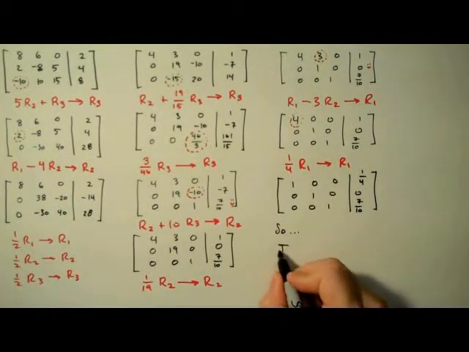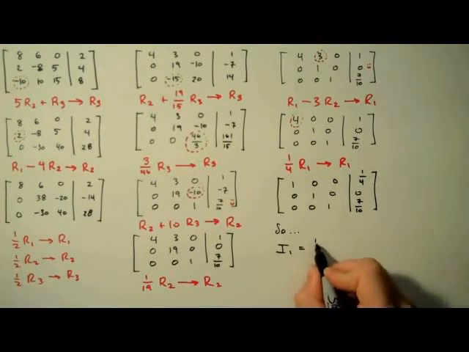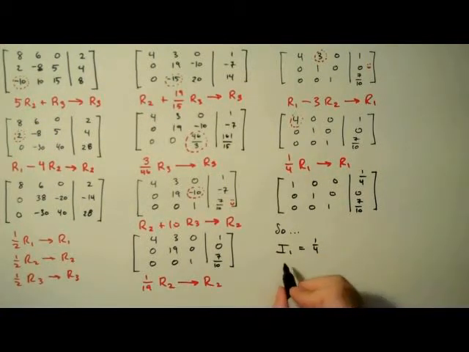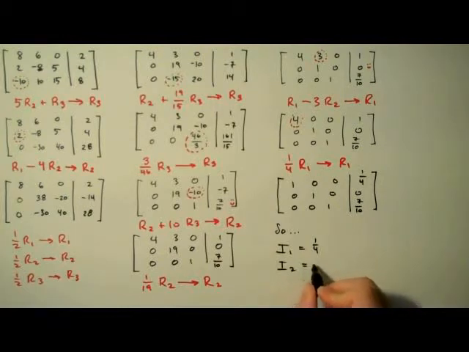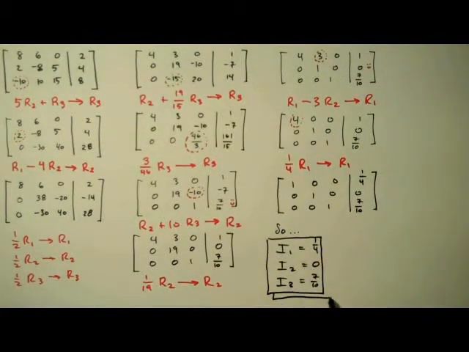That's hot. Yes, it is, Paris. Yes, it is. So our solutions are I1 is equal to 1/4, I2 is equal to 0, and I3 is equal to 7/10. And that is how you solve a system of linear equations using a matrix.